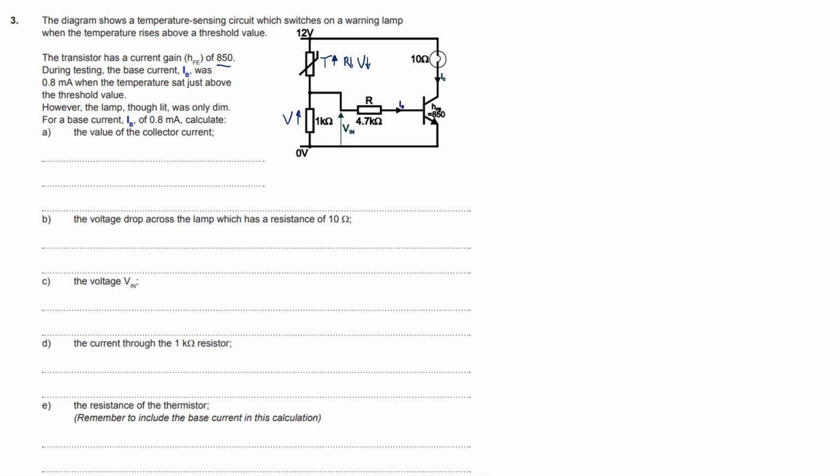However, the lamp, though lit, was dim. For a base current of 0.8 milliamps, calculate the value of the collector current. So we need to find the value of that collector current. We've been given the base current of 0.8 milliamps. So how would I find that collector current if I knew the input current and I knew the HFE? Yep, correct. So you'd use that HFE equation.